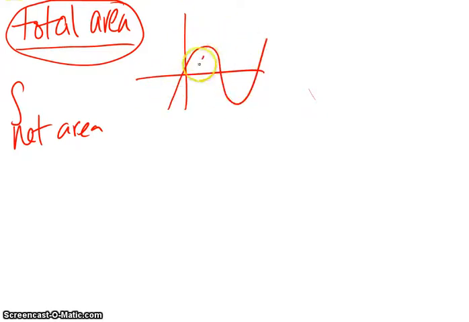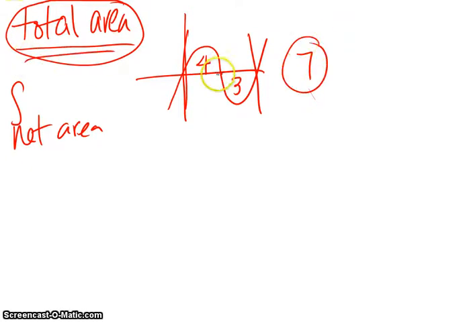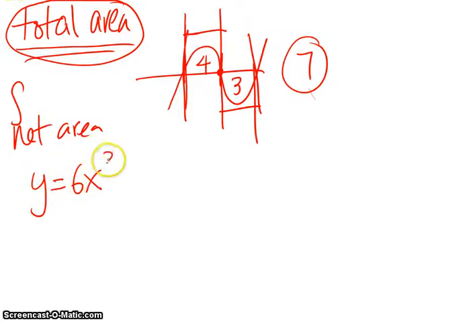If the areas are 4 and 3, the total area should be 7, but the net area will be just 1, so the integral will just give you 1. In order to find 7 for total area, you find this point, do the integral this way, and subtract the integral this way. The integral gives you the area under the graph, but you need to consider signs. For one of the questions, you actually need to see where they cross.